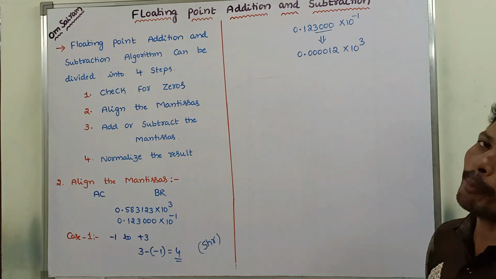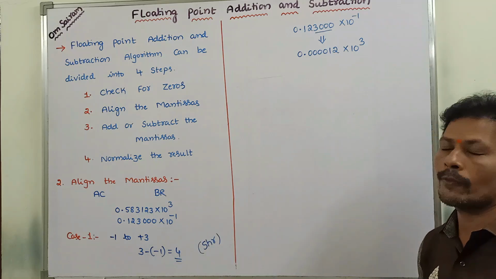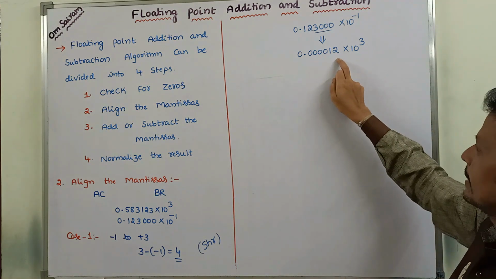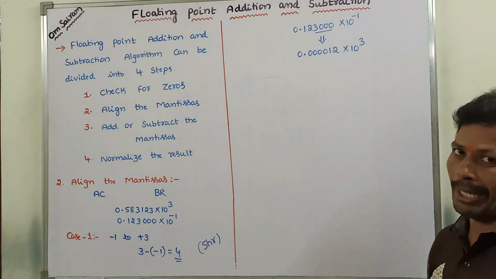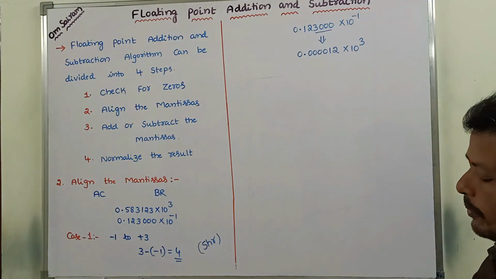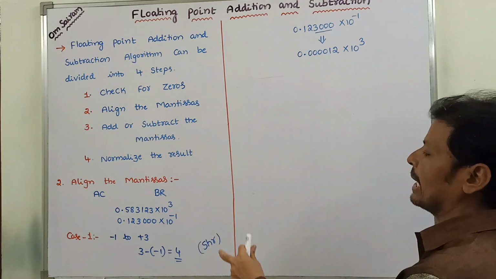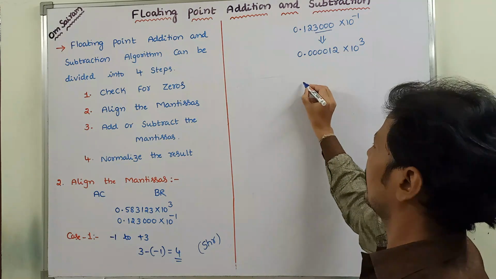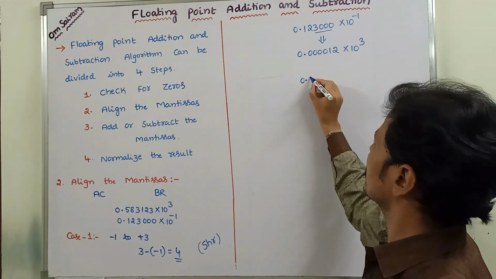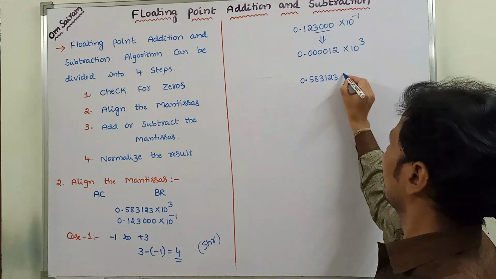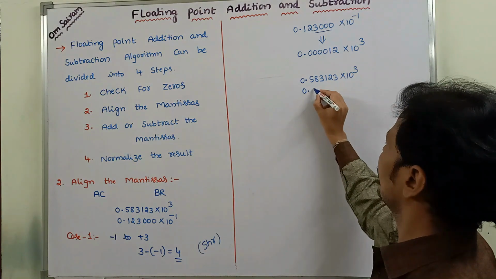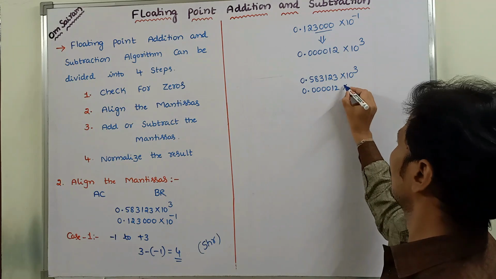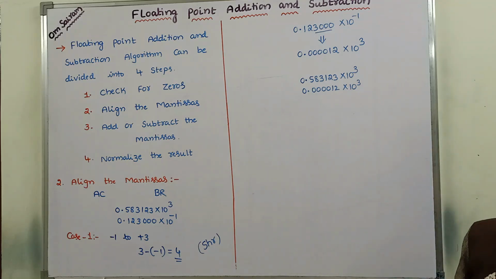So now after performing the shift right operation on the mantissa of the second floating point number 4 times, we are getting this mantissa. Each and every time a shift right operation is performed, its exponent value is incremented by plus 1. So after aligning the mantissa of the second floating point number, we are getting this one. Now the first floating point number is 0.583123 into 10 power 3. Next, after aligning the mantissa of the second floating point number, the result is 0.000012 into 10 power 3. Now both exponents are equal. At that time, we simply perform the addition operation.